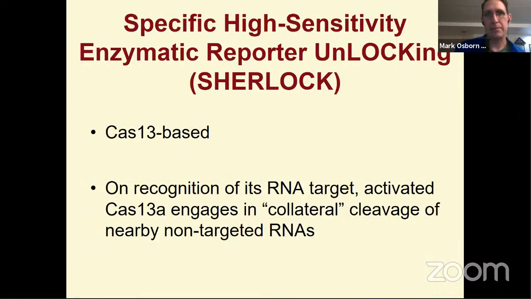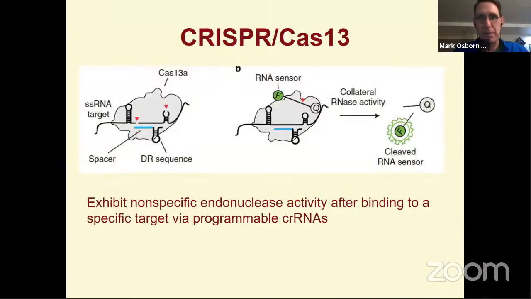Similarly, Dr. Zhang's lab introduced SHERLOCK, or specific high sensitivity enzymatic reporter unlocking, that's Cas13-based, but again requires this collateral damage. So rather than detecting DNA, it detects RNA. Once it encounters that RNA target, there's promiscuous activity for other RNA molecules such that a reporter probe can be introduced. So following Cas13 binding, the RNA sensor becomes a target for this collateral RNA damage and can be cleaved and generate a signal.